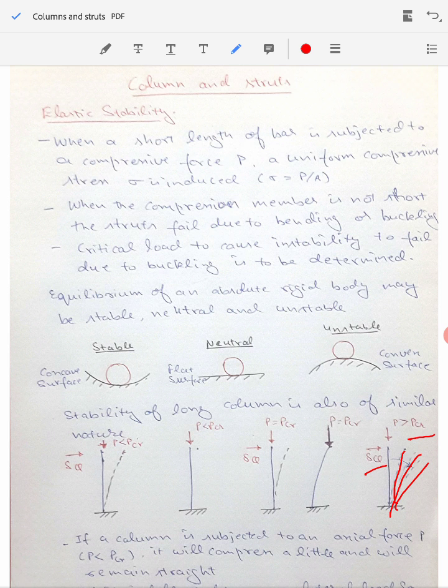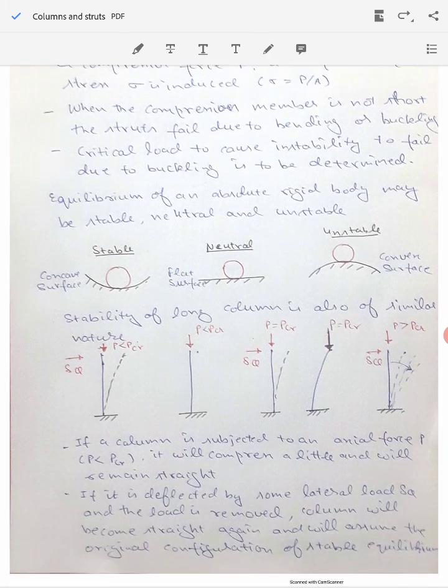So if the value of load, axial load, is less than or equal to the critical load, the column is not going to fail. But if it is greater than this value, the column is going to fail because of the buckling. So this is the concept of stability for the column.